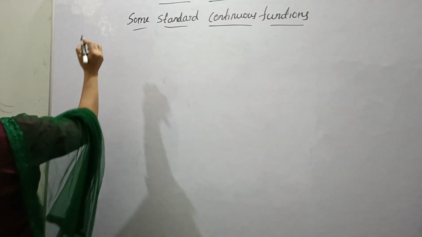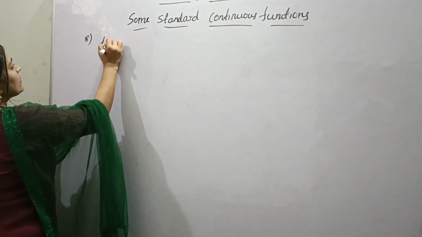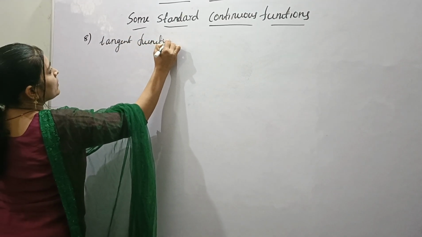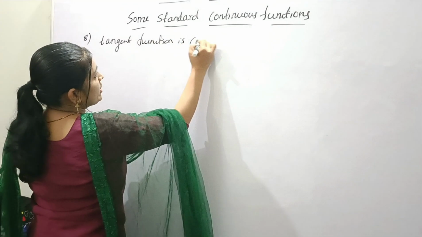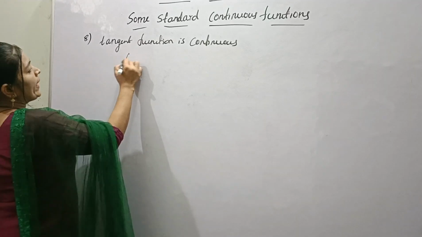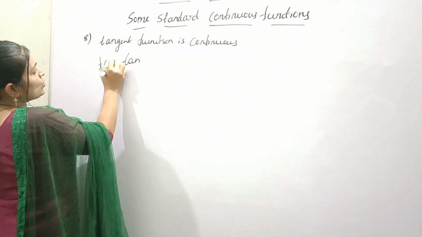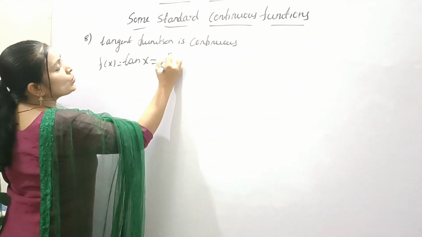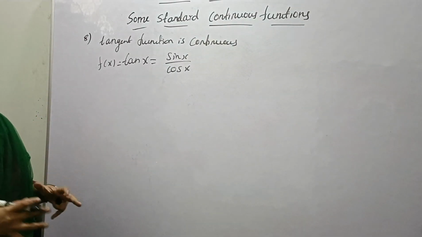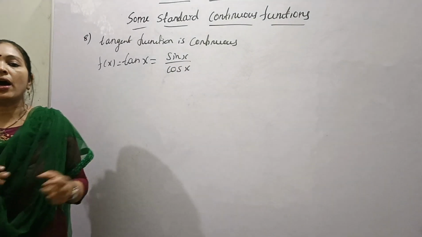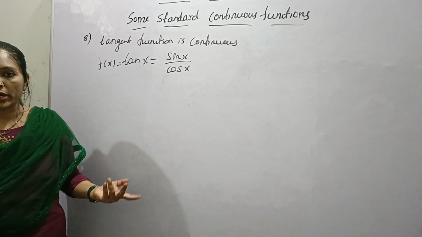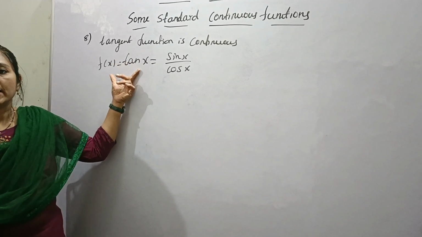Next is the tangent function is continuous. We know that f of x is equal to tan x, that is equal to sin x divided by cos x. And we know that sin x and cos x are continuous. Therefore sin x divided by cos x is also continuous. Therefore tan x is continuous.